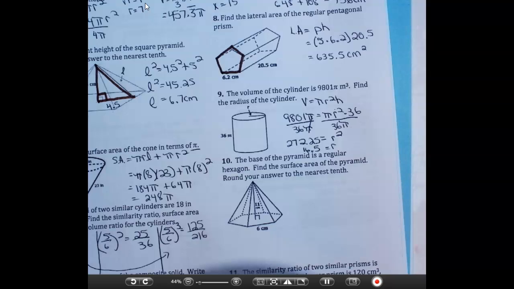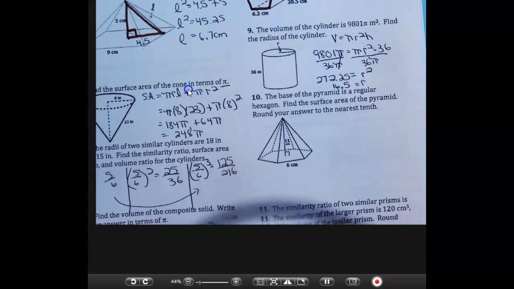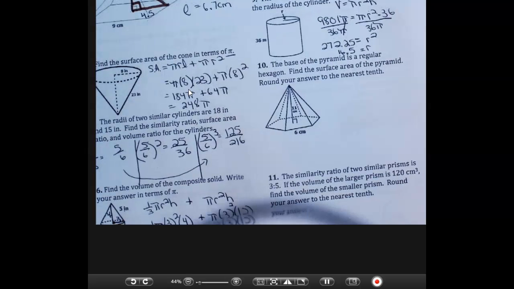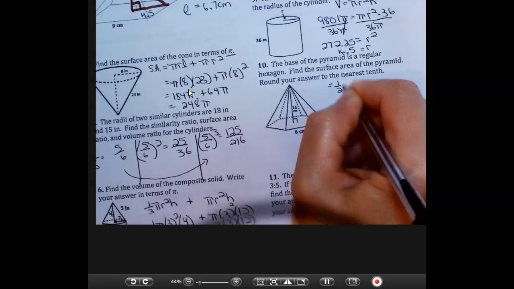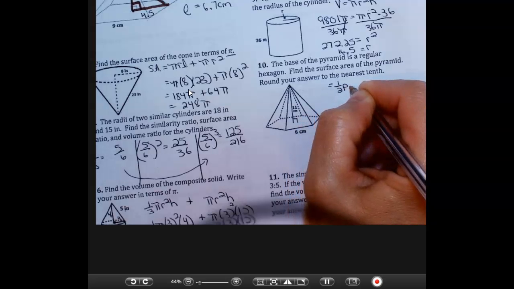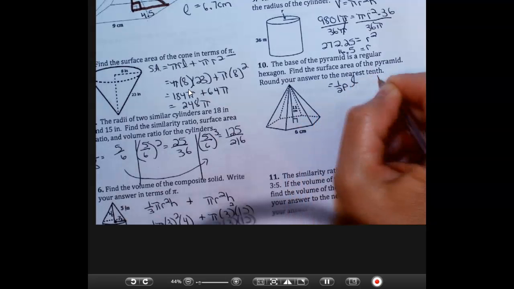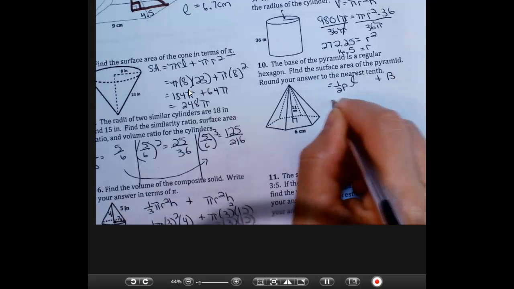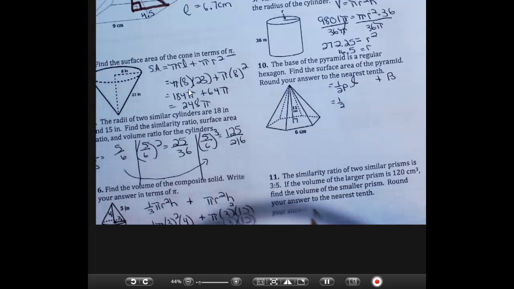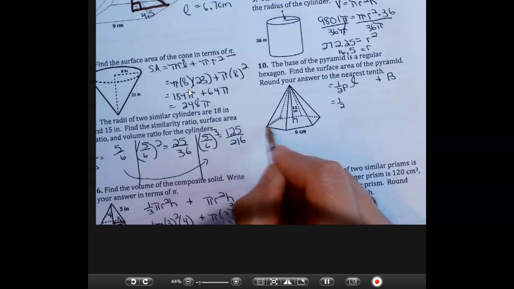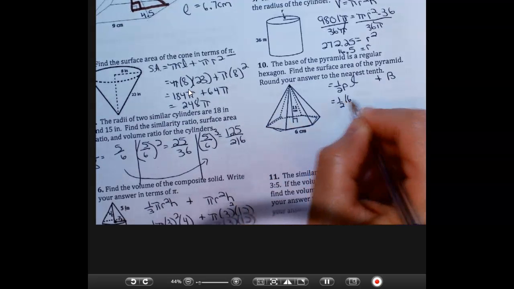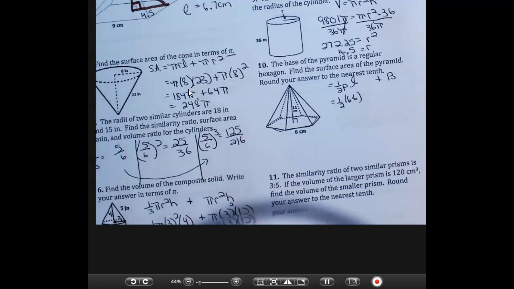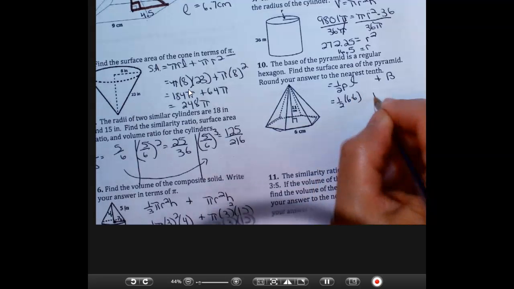All right, moving on to number 10, they want us to find the surface area of the pyramid. Again, looking at your formula sheet, that formula is 1/2 P L plus big B. All right, so to find the perimeter of the hexagon, that's the distance all the way around, and there are 6 sides, so that would be 6 times 6. I don't have the slant height.